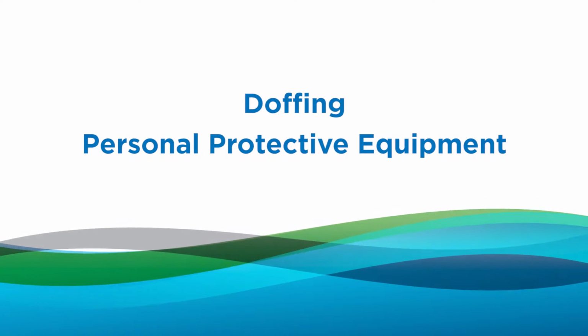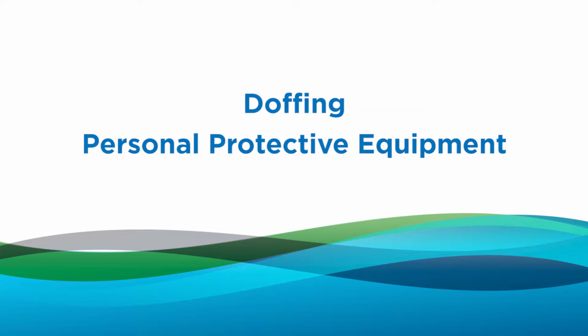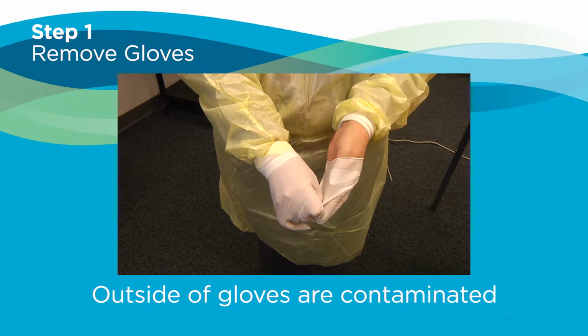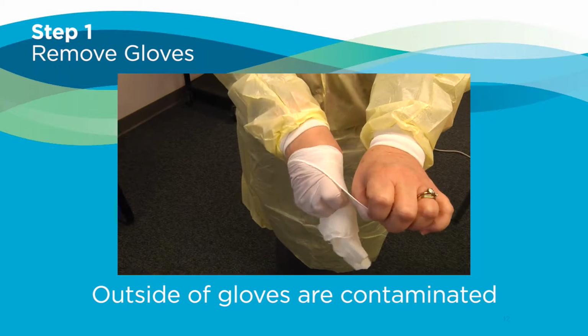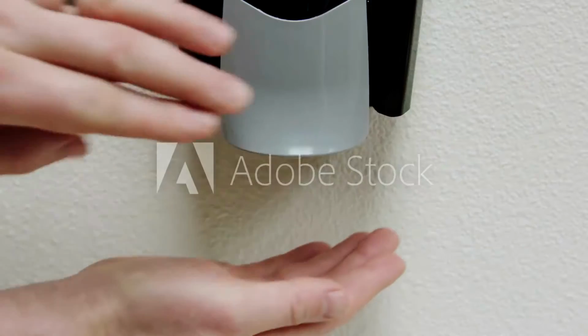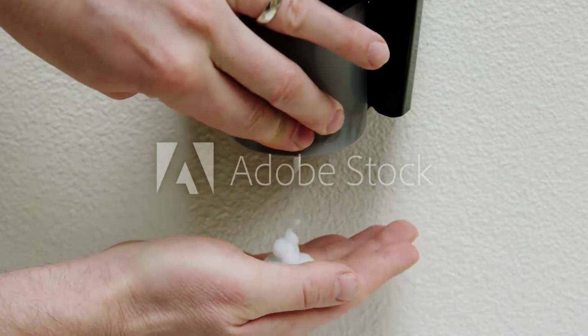Next, I will speak on how to safely remove personal protective equipment. First, you remove your gloves. Outside of gloves are contaminated. If your hands get contaminated during glove removal, immediately wash your hands or use an alcohol-based hand sanitizer.